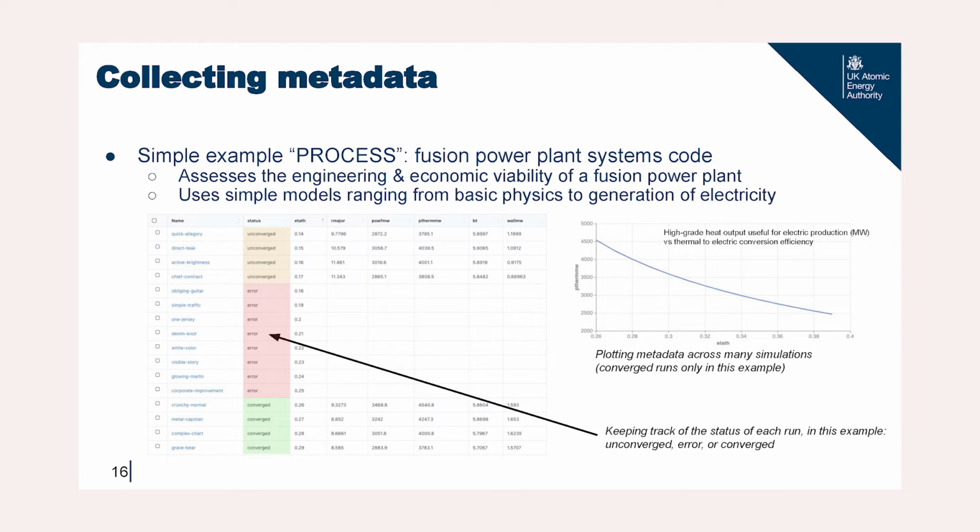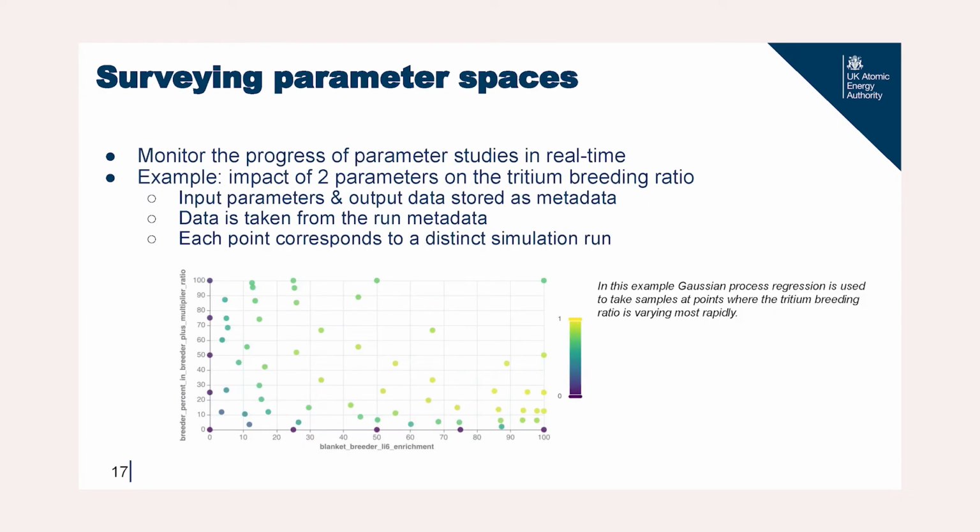An extension to that is a more advanced case where you're surveying parameter spaces. In this case, we're looking at the impact of two parameters on the tritium breeding ratio.